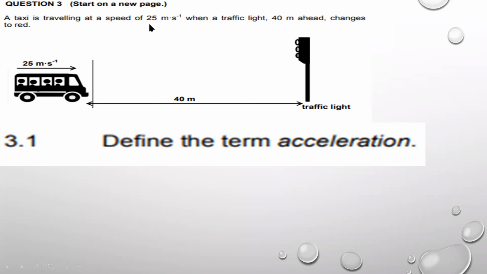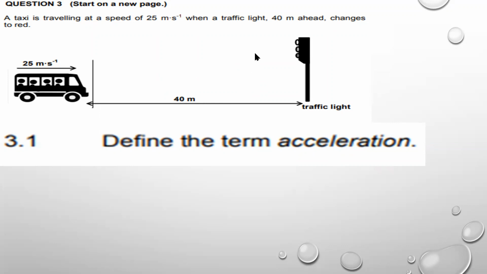A taxi driver is traveling at a speed of 25 meters per second when a traffic light 40 meters ahead changes to red. So this driver has to stop. Define the term acceleration. First of all, what we know: this car is coming at 25 meters per second, constant velocity, constant speed. After that, he has to stop. So velocity will decrease, and the final velocity will be 0.